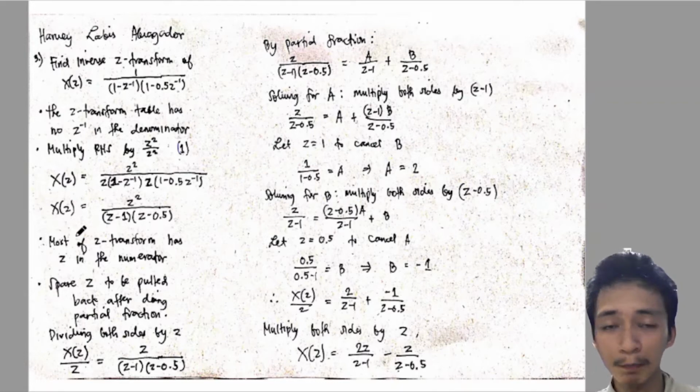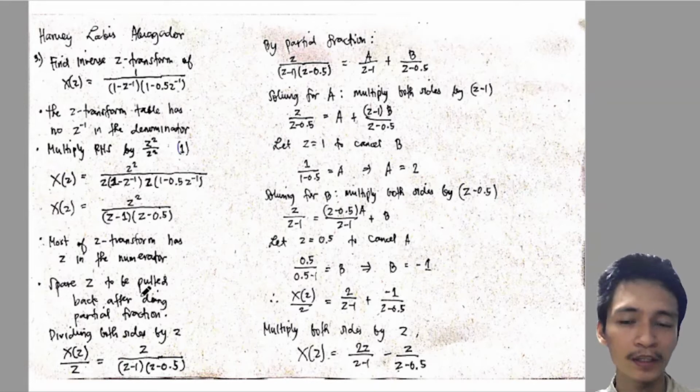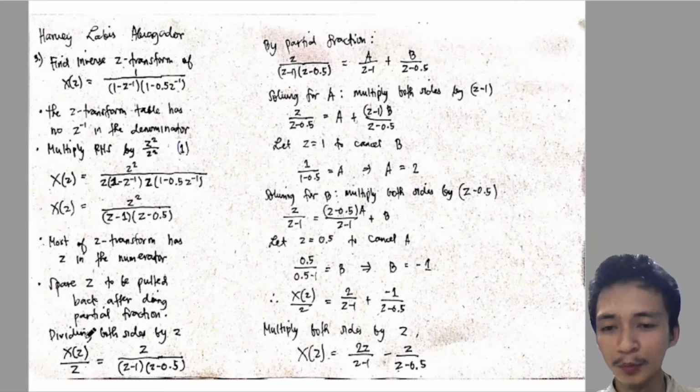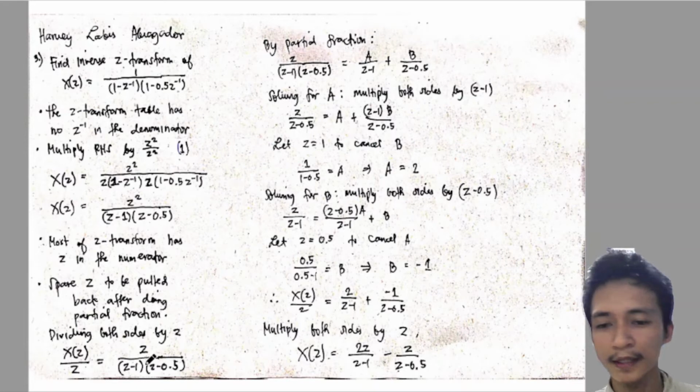Okay, but most z transforms have z in the numerator. We need to spare a z to be pulled back after doing partial fraction. You will see later when I say this. Therefore, we divide both sides by z. So x of z over z equals z, that was z squared before, over z minus 1 times z minus 0.5. This part is saying that if we have z here, then after we arrive at the result of the partial fraction, we can just multiply by z so that there is z in the numerator.